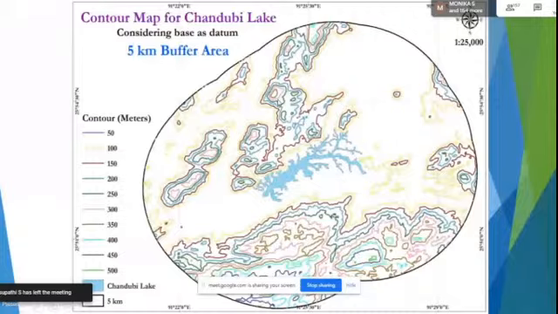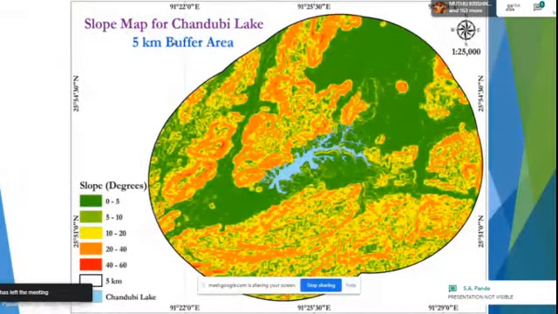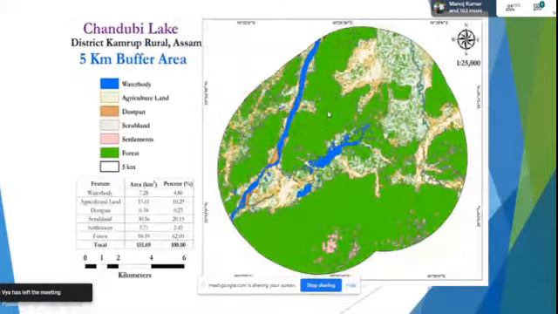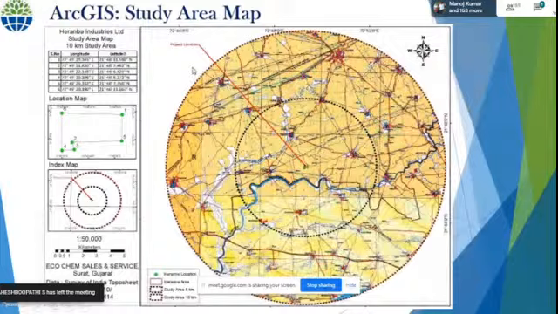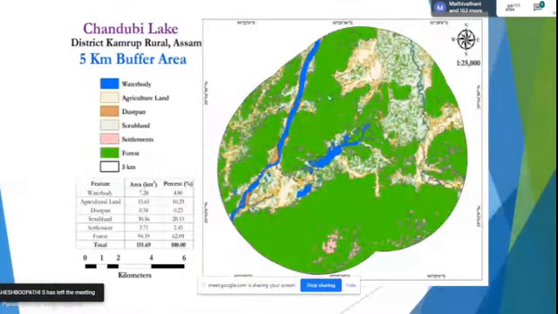This is the contour map. Here the contour meters are already given. This is with respect to Chandubi Lake in Assam. The slope map can also be prepared using ArcGIS. This is the buffer map of district Kamrup. And here is the land map. This is the study area map. Again, this is different from this one.